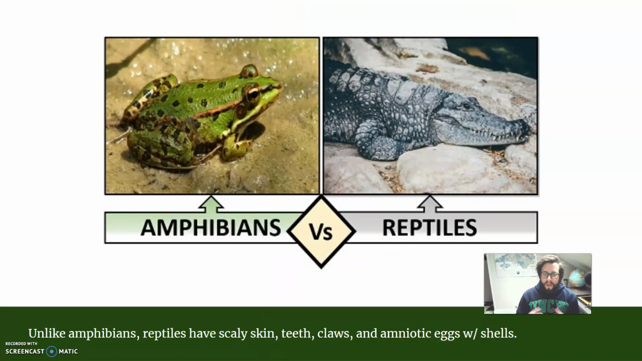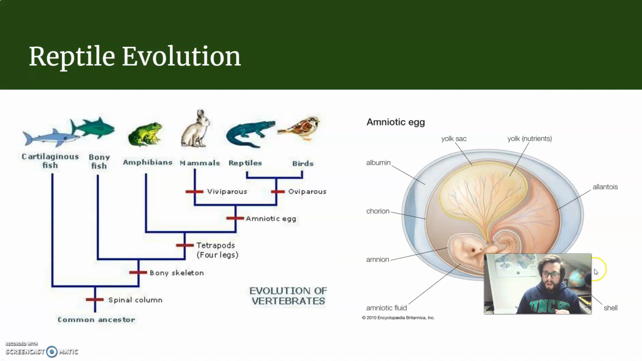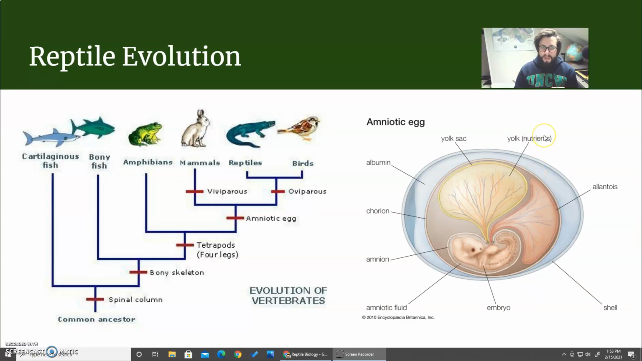So, unlike amphibians, there's going to be more terrestrial adaptations in reptiles. That's going to include the scaly skin, as well as the teeth and claws. So a lot better predatory adaptations. And the big game changer is the amniotic egg. This is an egg that's got its own protection. It's got a shell around it. Instead of having to lay your egg in the pond, you're taking the pond with you. This allows you to lay eggs wherever you can.